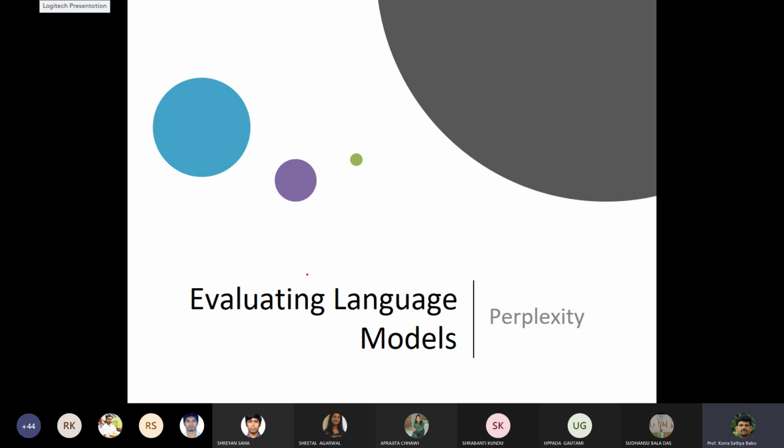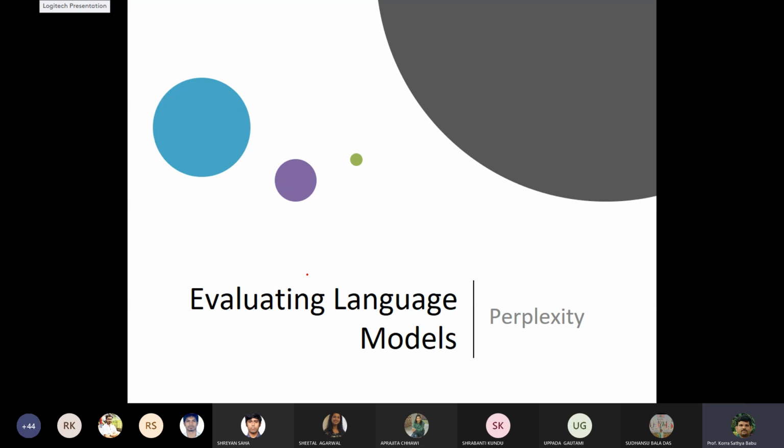Whatever the model may be, how do we evaluate these language models, whether bigram is better, trigram is better, unigram is better, or quadgram, pentagram, 6-gram, 7-gram, 8-gram, or any other language modeling method? How do we try to find out? Perplexity is one of the evaluation metrics for language models. But why do we use it here?